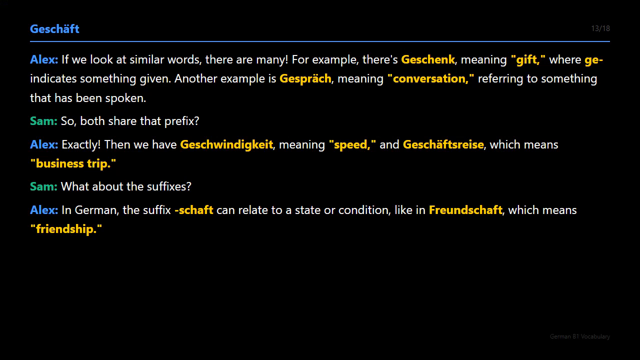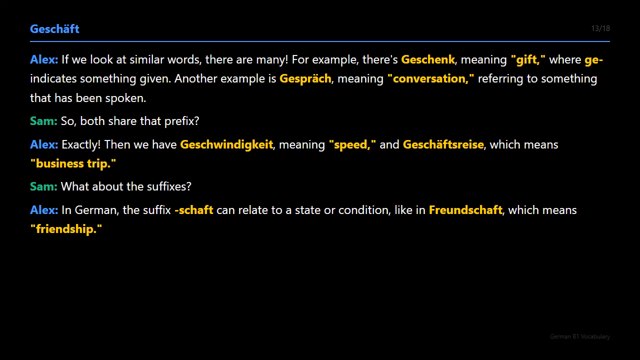Exactly. Then we have Geschwindigkeit, meaning speed, and Geschäftsreise, which means business trip. What about the suffixes? In German, the suffix "-schaft" can relate to a state or condition, like in Freundschaft, which means friendship.